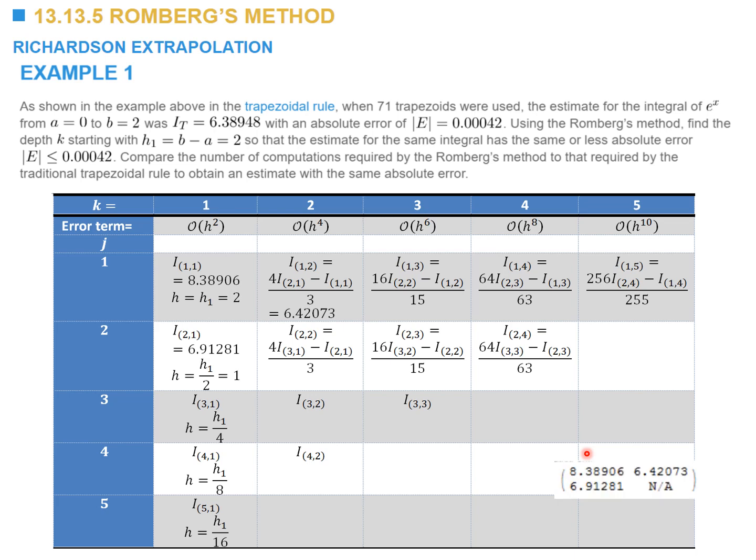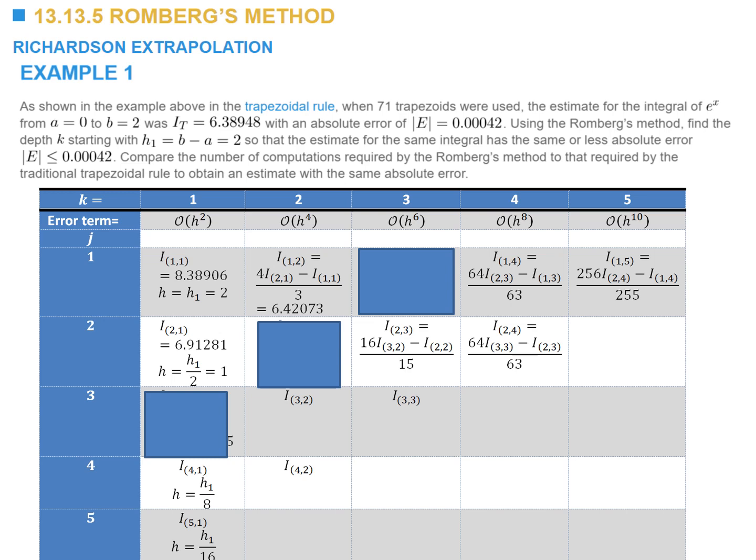We will repeat. So this is the table. We already know 6.42 is not that accurate. We'll just repeat and see how accurate it's going to become. So we will repeat by filling the next 3 cells that you can see in the table in front of you.